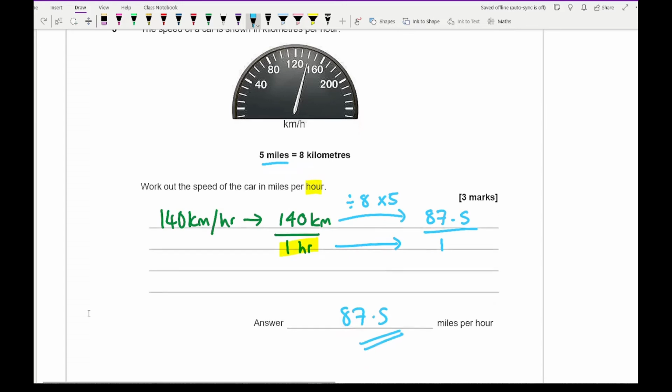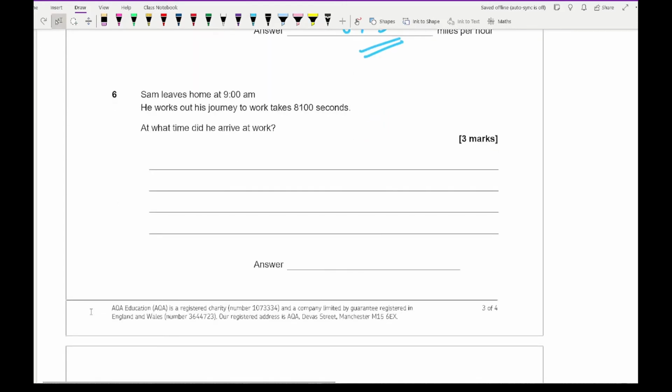87.5 miles per hour. Moving on to question 6, it says that Sam leaves home at 9 a.m. He works out his journey to work takes 8,100 seconds. What time did he arrive at work? So for this, we need to again look at some conversions. So we want to convert 8,100 seconds into minutes. For this, we need to divide by 60.